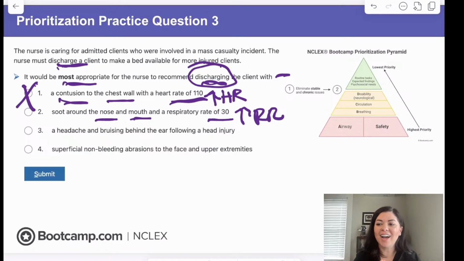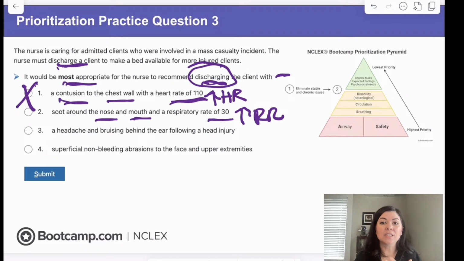If you ever have a client that has soot around the nose or the mouth, or maybe whenever they're coughing, their sputum is gray or soot tinged, that is a sign of what? I see a lot of people have already guessed it. Inhalation injury. Very, very bad.